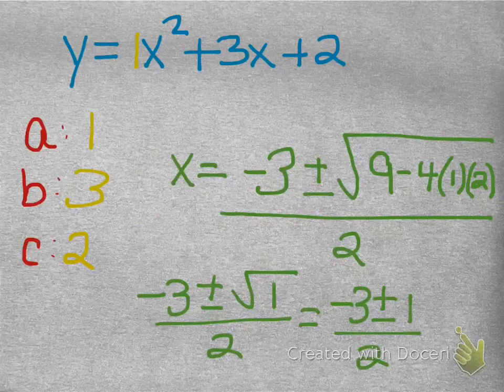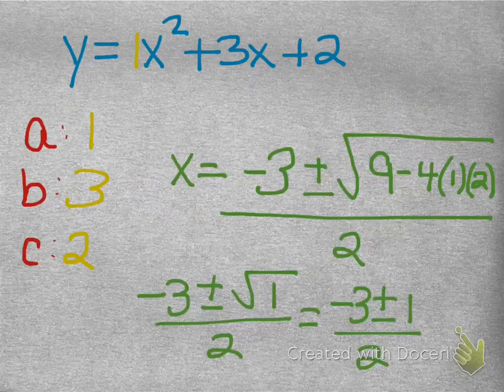Alright, so this is where it can get a little confusing. The plus or minus is because this problem is going to have two x-intercepts. So you have to go through the problem using the addition sign. Then you have to go through the problem using the subtraction sign. Doing that those two times allows you to get two x-intercepts, which this quadratic function has.